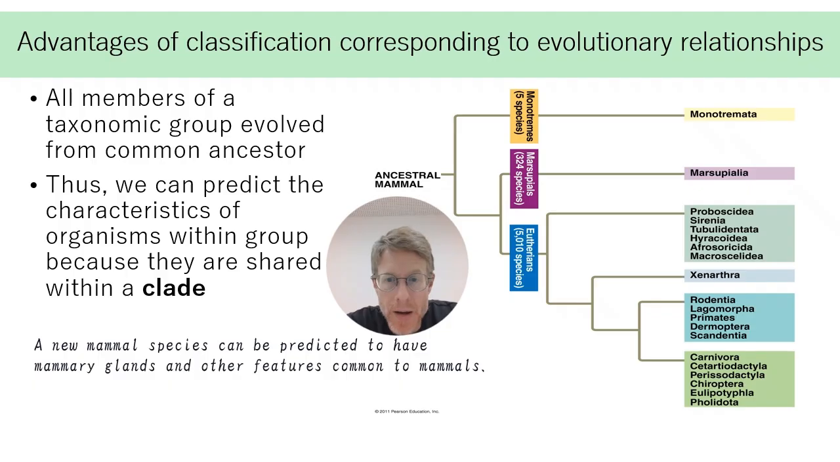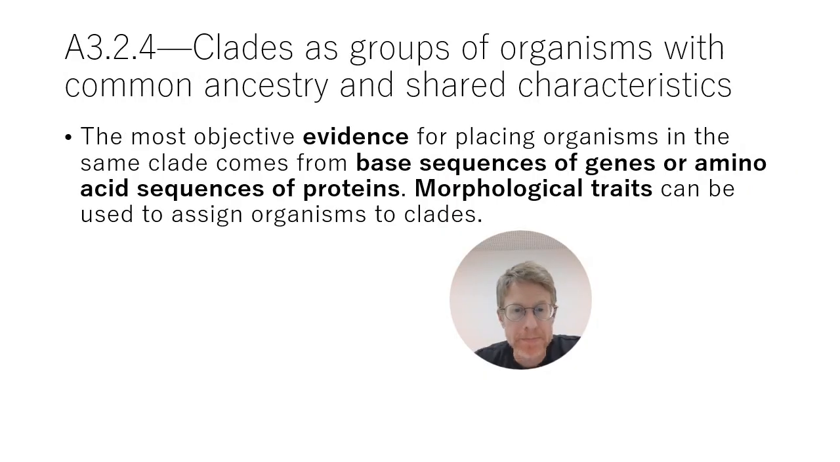So monotremes are all going to share certain characteristics. Marsupials are all going to share certain characteristics that their common ancestor had. And eutherians are all going to share certain characteristics that the common ancestor had. Each of those groups is called a clade. So clade is what we refer to these groups as.